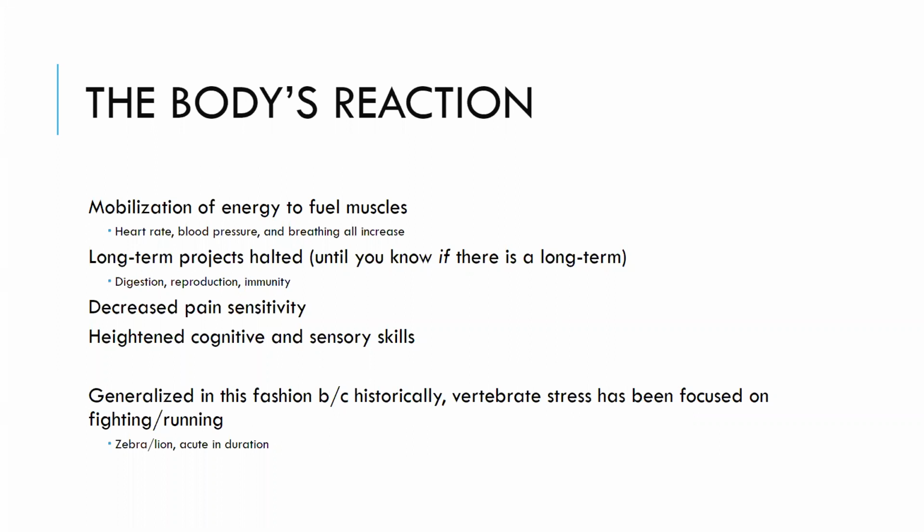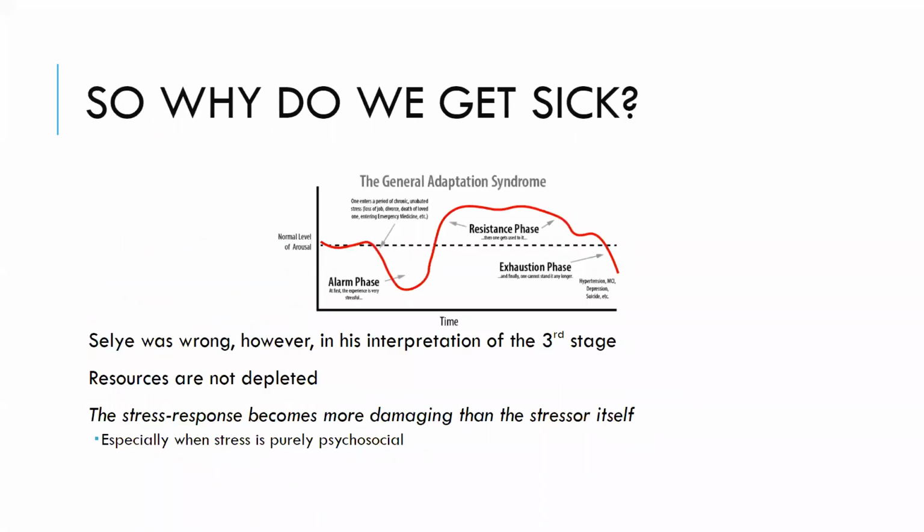And one of the reasons that this is the body's reaction is because historically, the most common type of stressor that has impacted specifically vertebrates has really focused on fighting and running. So like the lion and the zebra type of scenario. It's acute in duration, but it requires a really fast and intense scenario to run and to fight. And so that's what our body evolved to do. So why do we get sick?